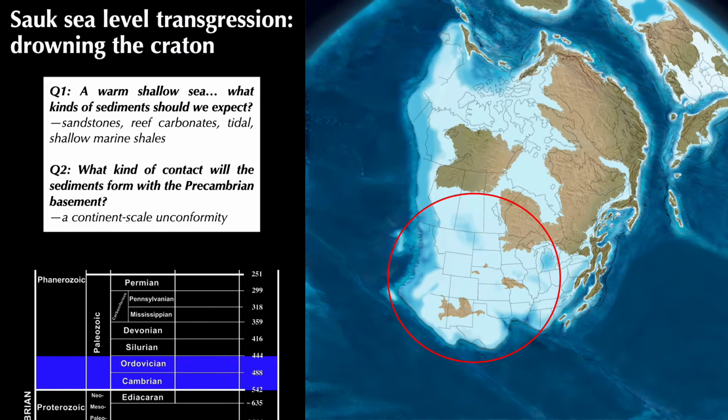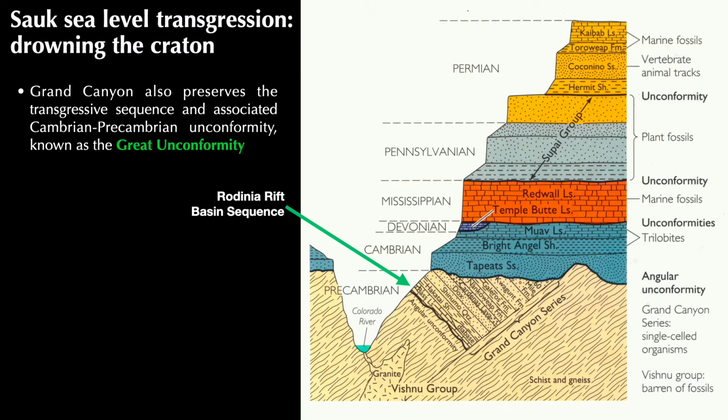And not surprisingly, the rocks from this time period are typically sandstones, reef carbonates, tidal marine sequences, some shallow marine shales, and also not surprisingly, this time scale is characterized by a massive continent scale unconformity. This is what's known in North America as the Great Unconformity, and it's called that because it's recognized over much of the central continent.